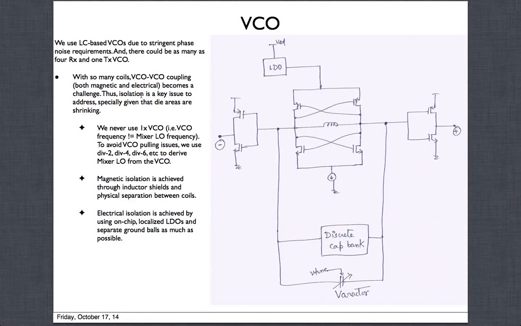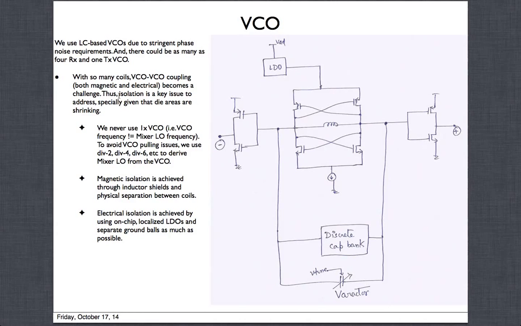So it's the physical separation which helps with the magnetic coupling, and then we have a lot of electromagnetic tools which do analysis and show us how much coupling is happening and how much it would degrade performance. Electrical isolation, as I mentioned, is that they all have their own localized LDOs to make sure they are electrically isolated through the supply. For ground, you just put separate package pins.